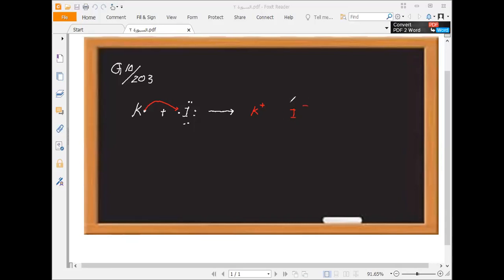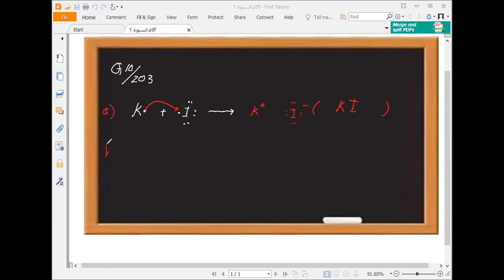And how many dots will we draw here? 8. 1, 2, 3, 4, 5, 6, 7, 8. So the chemical formula unit for potassium and iodine will be what? KI. Yes, KI. Okay, this is for A.